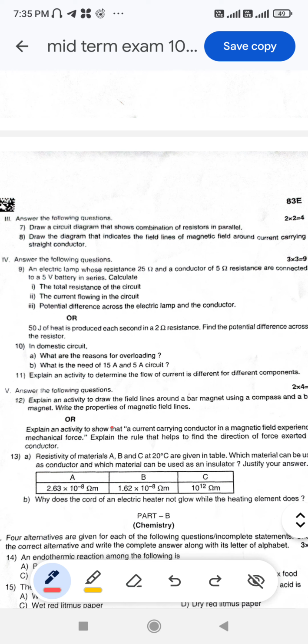Okay, next, the 11th question is, explain an activity to determine the flow of current in different components. So we have to explain with an activity that different elements need different electric current, to demonstrate the flow of current for different components. For example, you have to draw here, we will mark one point, here one mark, right?